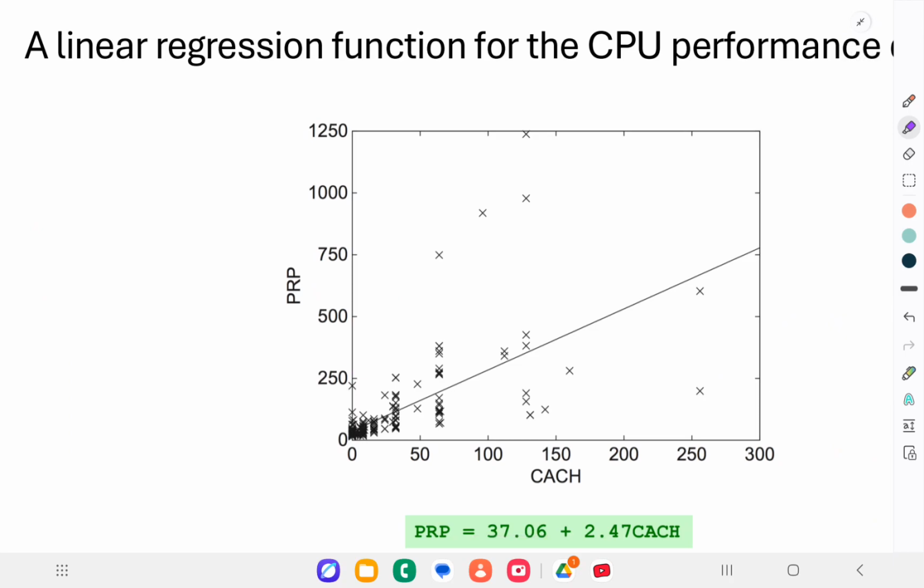The other familiar form of knowledge representation is linear regression functions, where we are expressing the output as a weighted sum of the input variables. Here we see an example from a real-world dataset involving CPU performance, and the task is to predict how fast the CPU will run based on hardware characteristics, like the cache size, which is shown here. And so the output of the learning process is actually a formula.